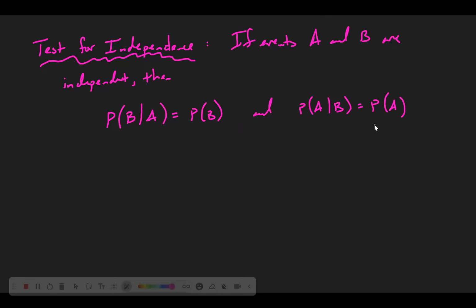So again, what this is saying is that on the left case, I'm looking for the probability of B. It doesn't matter if we know that A happened or not, the probability of B stays the same. So again, it does not matter that the first event occurred. That's what this is saying here.